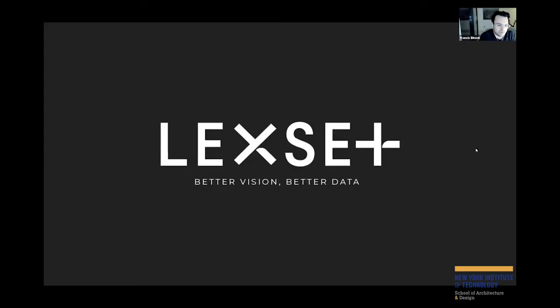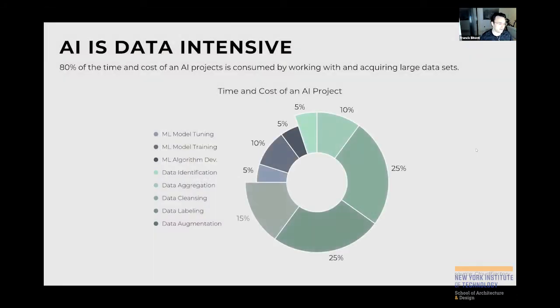So we founded Lexset. One of the things we realized, as the first presentation very elegantly outlined, was that accumulating these data sets was incredibly difficult when approaching AI. And because it was so difficult, we were forced to take a lot of sloppy and careless paths to acquiring those data sets, which made our work even harder.